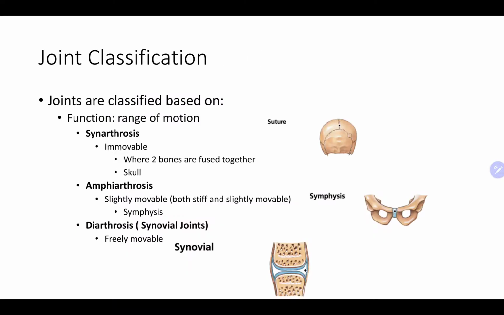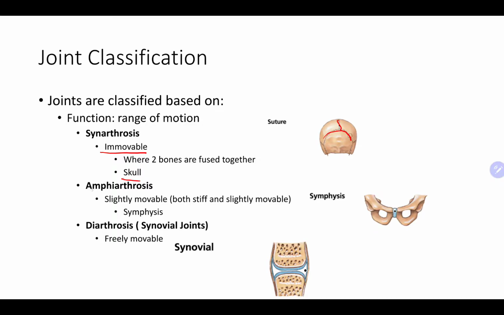Looking at joints, we discussed joints. When we are classifying joints based on their function or their range of motion, there are three types. There are synarthrotic joints. These are immovable, so they're not going to move. You have examples of this in the skull, the sutures, like the lambdoid suture we discussed, between the occipital and the parietal bones.